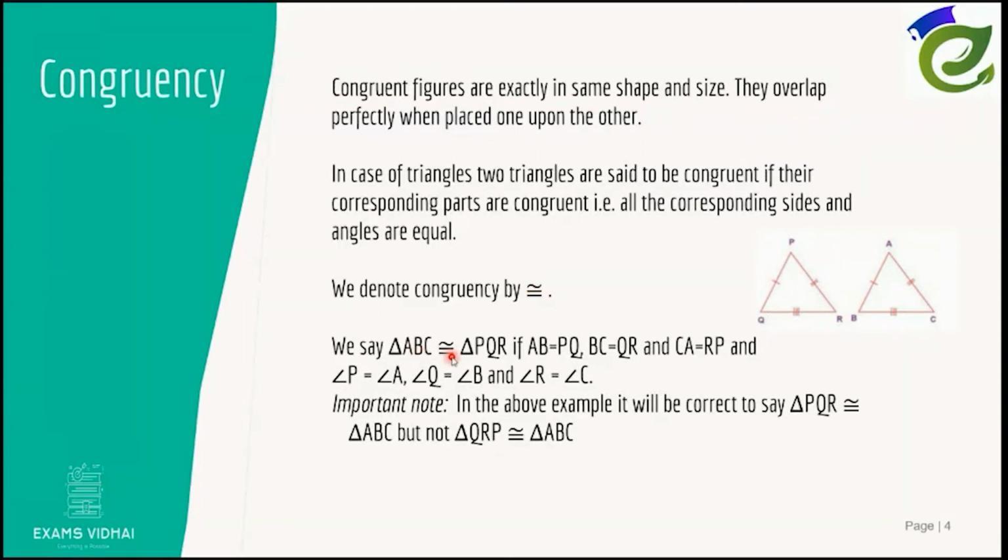We say two triangles ABC and PQR are congruent as in this figure if AB equal to PQ, BC equal to QR, and PR equal to AC. Also, the corresponding angles are equal. And one important note is that it will be correct to say that triangle PQR is congruent to triangle ABC, but not in some other order. The order also matters.